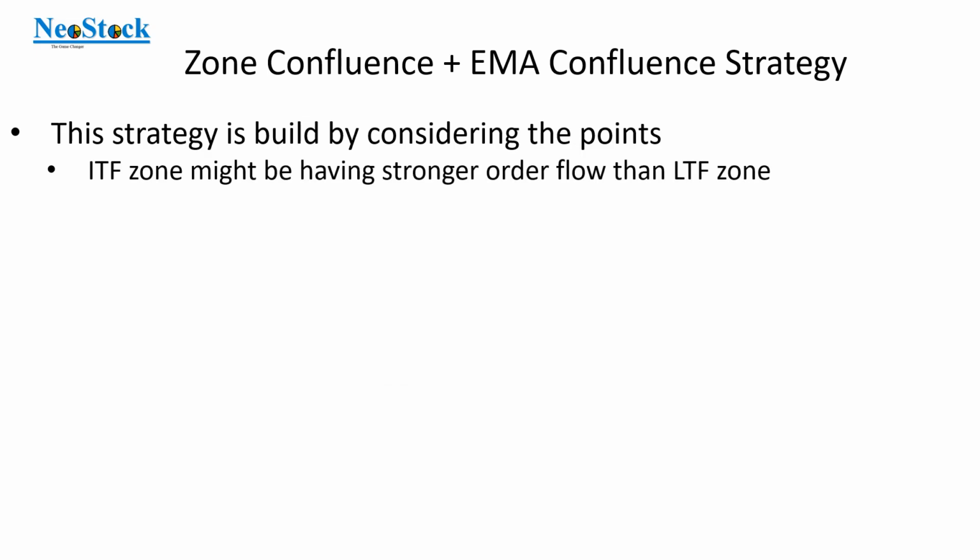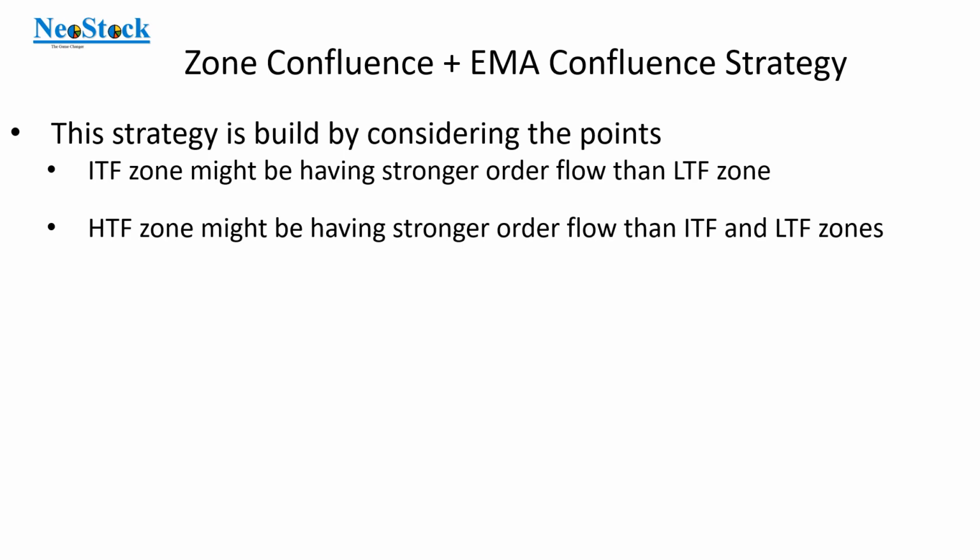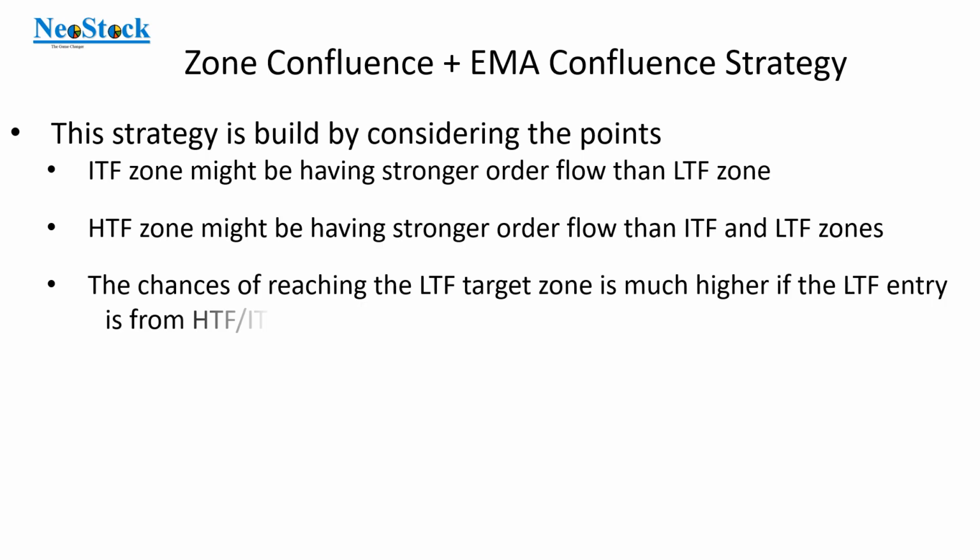ITF zone might be having stronger order flow compared to the LTF zone. You all agree with this? And also, HTF zone might be having stronger order flow compared to ITF zones and LTF zones. And more importantly, the chances of reaching the LTF target zone. Which target we are referring? Not ITF target or HTF target. We are referring to the LTF zone target.